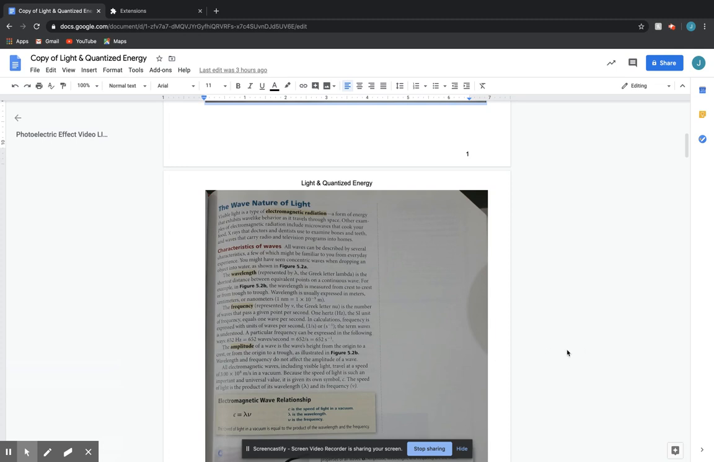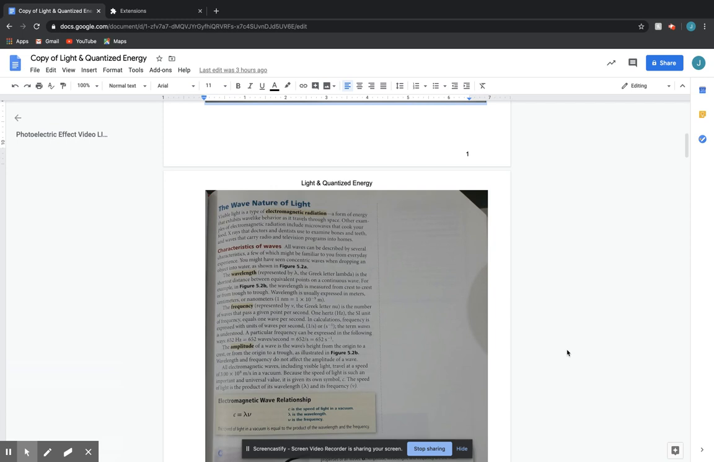The wavelength, represented by the Greek letter lambda, is the shortest distance between equivalent points on a continuous wave. For example, the wavelength is measured from crest to crest, or from trough to trough, sorry. Wavelength is usually expressed in meters, centimeters, or nanometers.